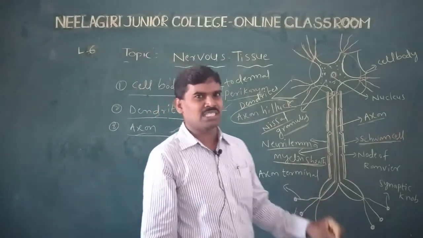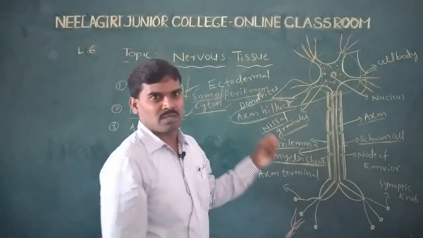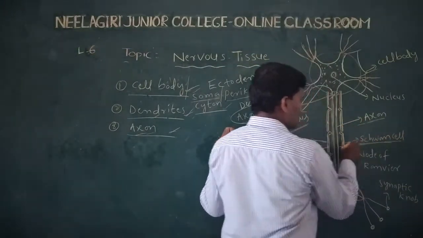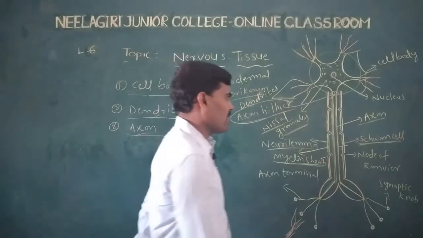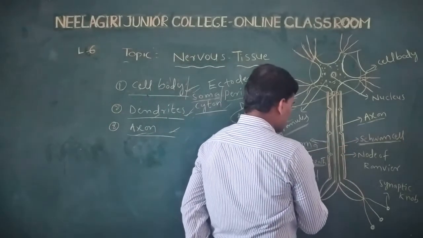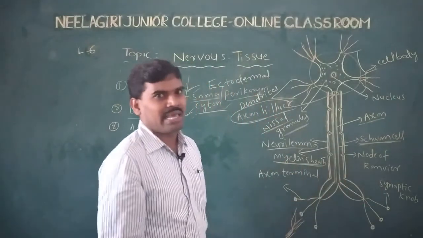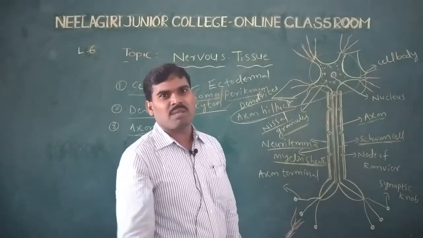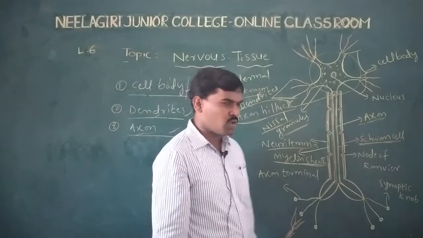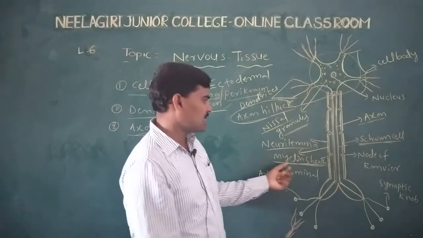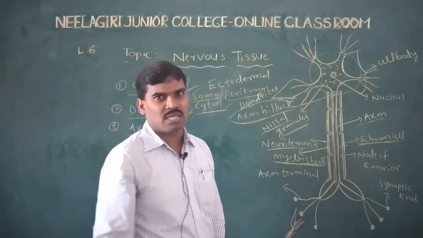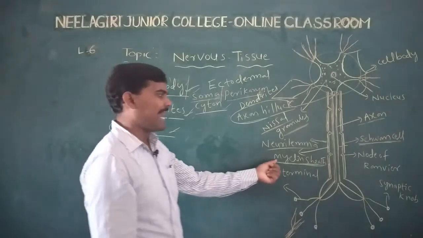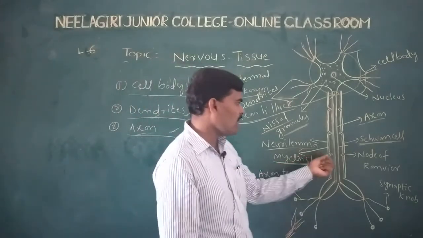Schwann was an animal scientist, and the Schwann cells are found in animal cells. The myelin sheath may or may not be present around the axons. Where it is present, the neurons are myelinated; where it is absent, they are non-myelinated neurons. So neurons are classified as myelinated or non-myelinated, depending upon the myelin sheath.